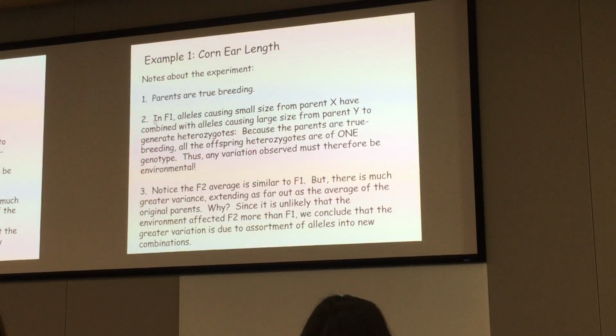So that's fine and good. Point 2, in the F1, the alleles causing small size from one parent are combined with the alleles causing large size from the other parent. All the F1s are identical, and we get an intermediate phenotype which spreads out a little bit due to environmental influences. Okay? And point 3, the F2 average is the same as in F1, but there's much greater variance, right?